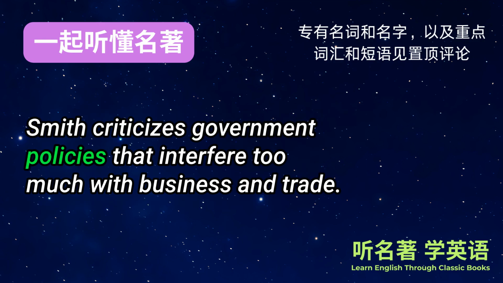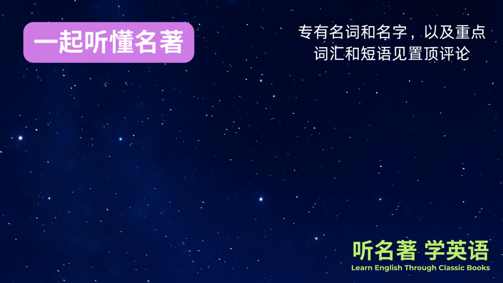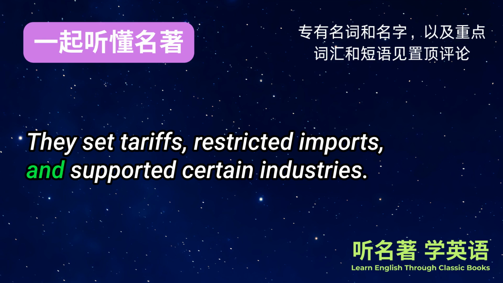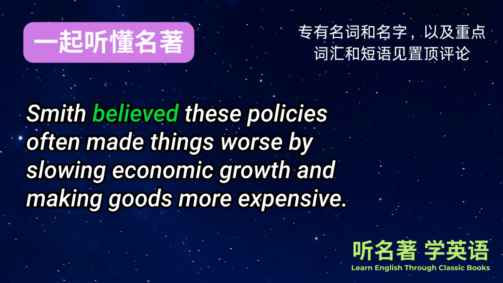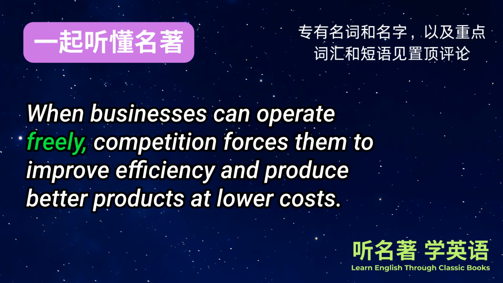Smith criticizes government policies that interfere too much with business and trade. At the time, many European countries followed a system called mercantilism, where governments controlled trade to gain wealth. They set tariffs, restricted imports, and supported certain industries. Smith believed these policies often made things worse by slowing economic growth and making goods more expensive. He argued that free markets, where businesses and individuals can trade with little government interference, lead to more prosperity. When businesses can operate freely, competition forces them to improve efficiency and produce better products at lower costs.